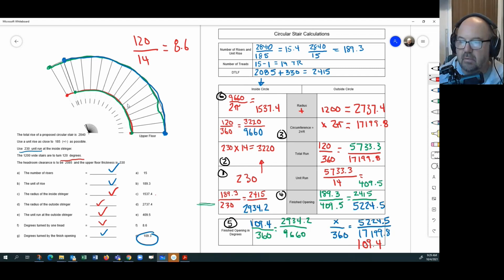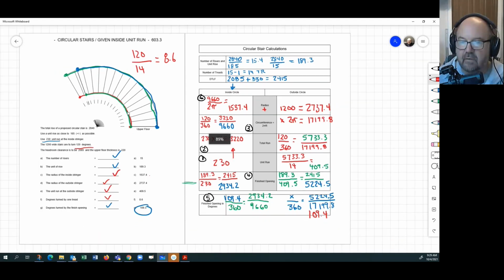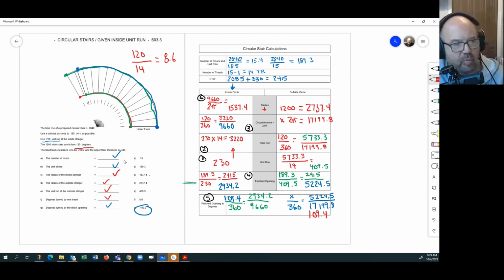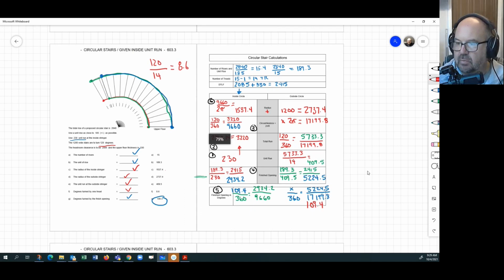So there you go. At a certain point, it just started looking like the first problem. It's just that you have to realize you've got to go backwards. When you start at your unit run, you have to go backwards a little bit to get some of the information you need to go forwards. You know what I mean? Sort of. So that's not too painful.